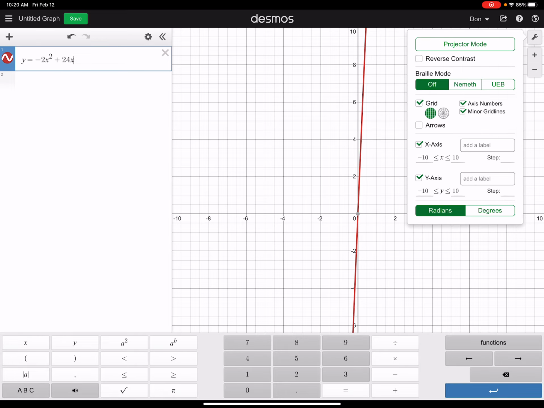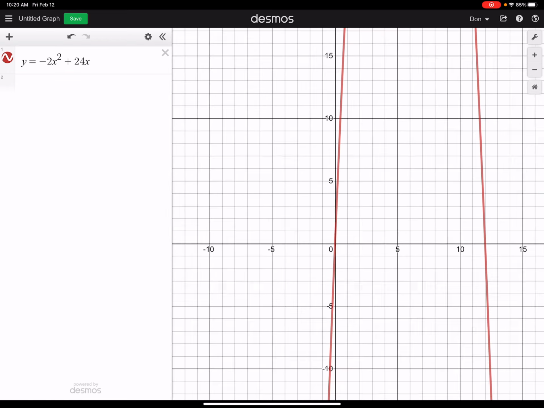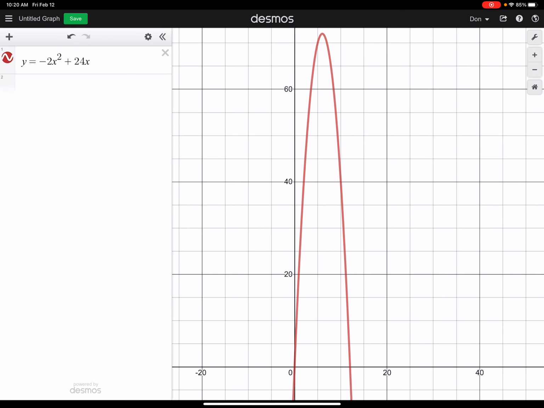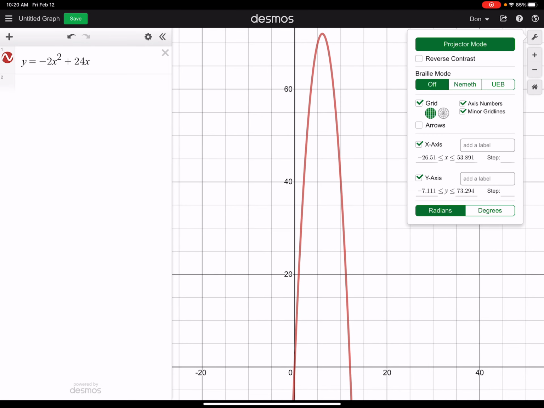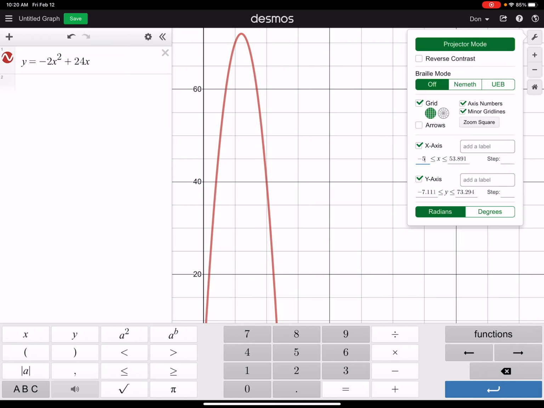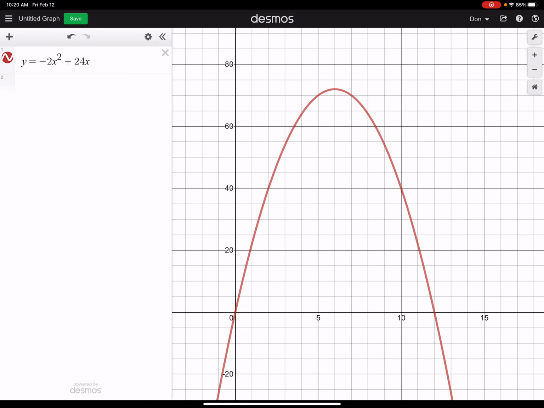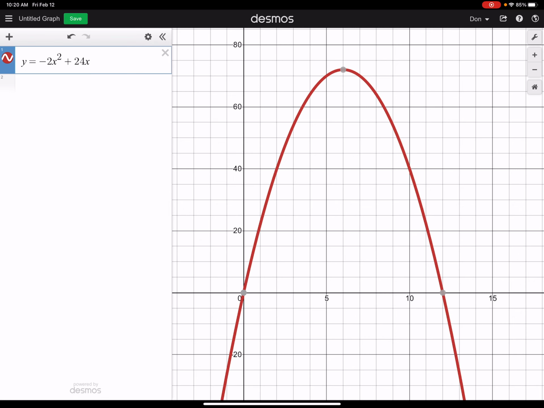All right, now I'm going to have to adjust my screen so I can see it better. There we go. It's kind of, well, we can see it. I could adjust the axes a little bit, maybe go from negative 5 to positive 10. Didn't go quite far enough. There we go. That's good enough. All right, so we can see it.